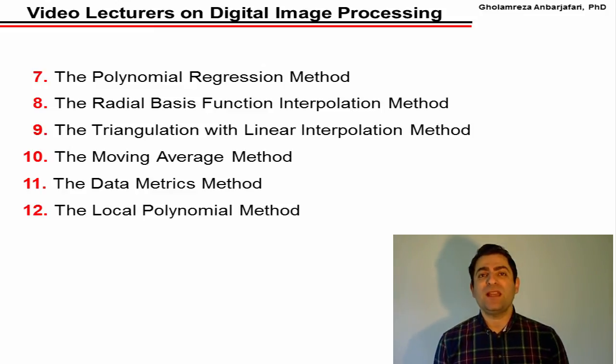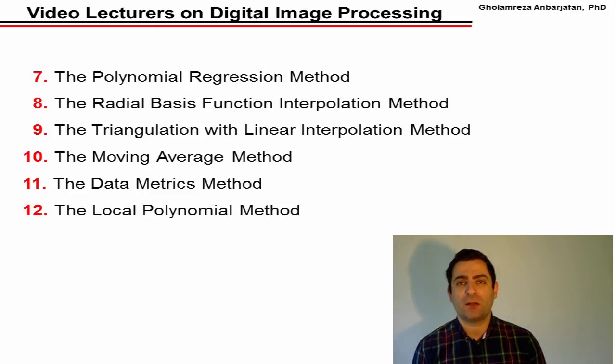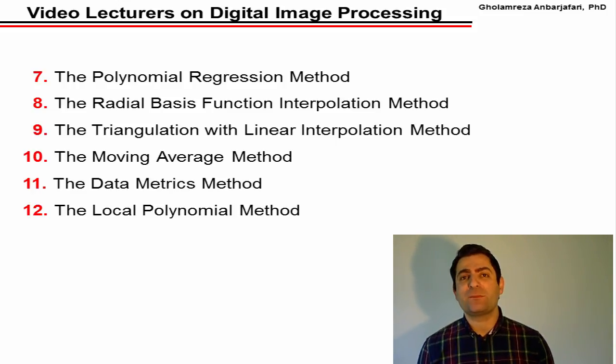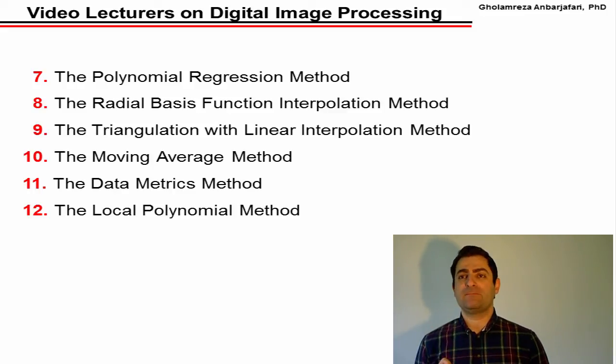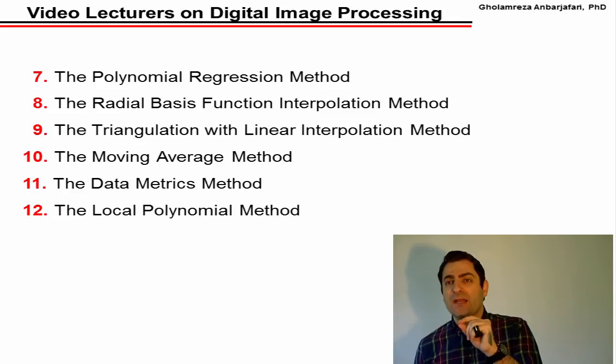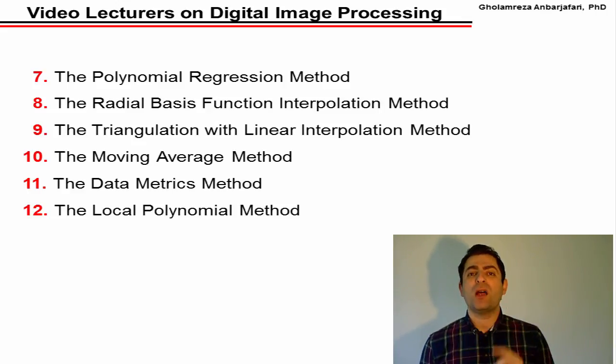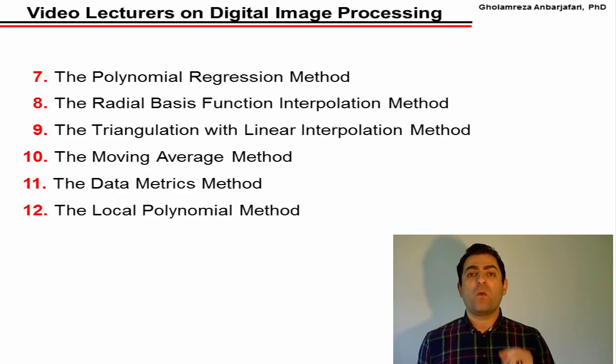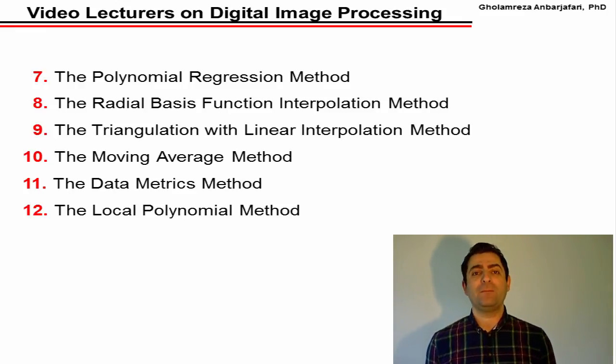Now, the ninth method is the triangulation with linear interpolation method. This algorithm creates triangles by drawing the line between the data points. The original points are connected in such a way that no triangle's edges are intersected by other triangles. So there is no intersection of the edges. This method is again an exact interpolator. Triangulation with linear interpolation works best when data are evenly distributed over the grid area.